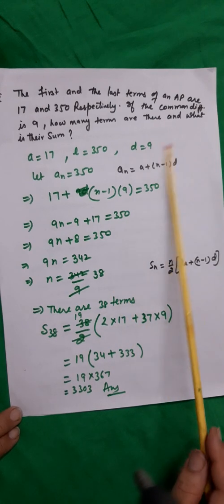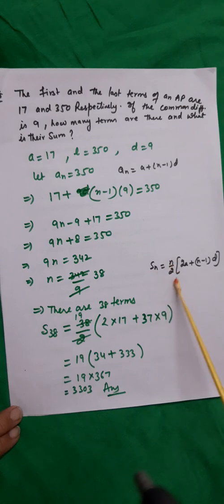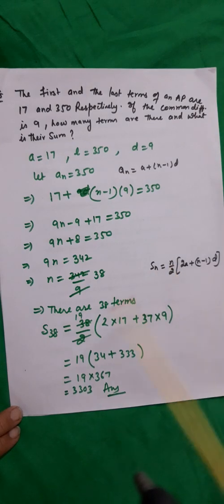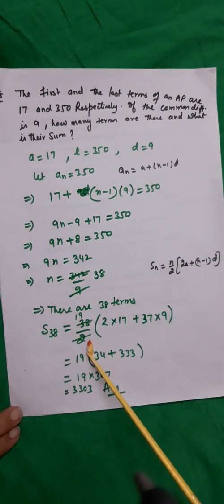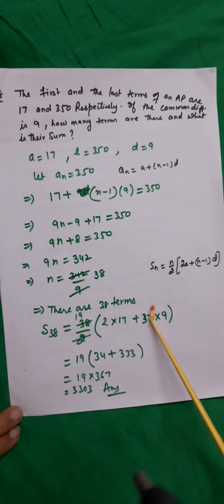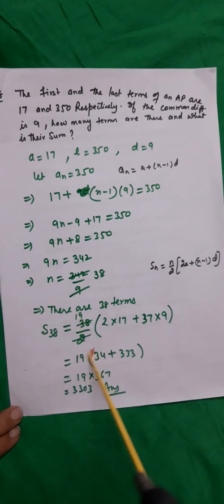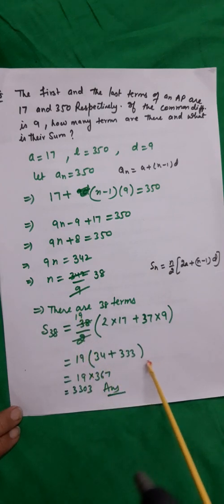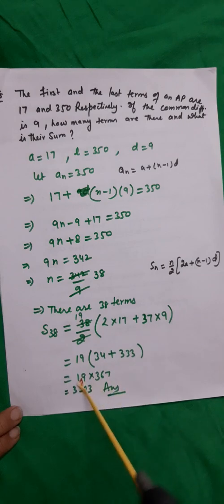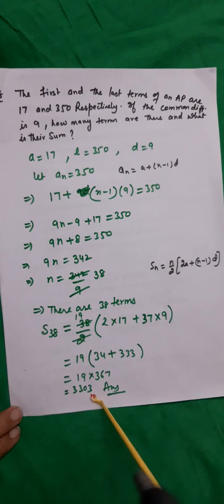So I need to find the sum of 38 terms. Sn is equal to n by 2 into (2a plus (n minus 1) d). So S38 will be equal to 38 upon 2 into (2 into 17, plus 37 into d, which is 9), right? So now this gives me 19 into (34 plus 333). That is 19 into 367, which is 3303.